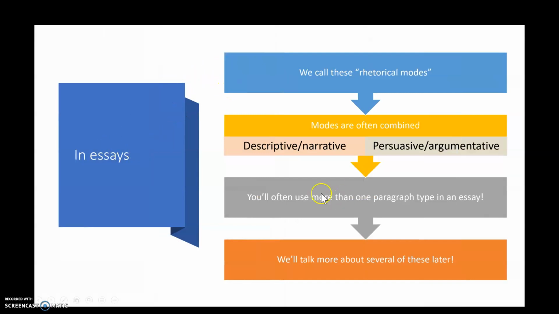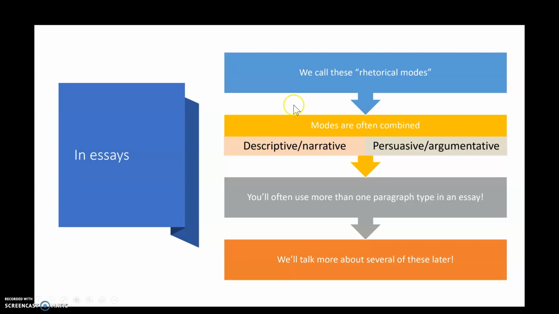I didn't include persuasive argumentative in this PowerPoint because it is a little bit more complicated, and it tends to combine other modes, other types of paragraphs. So, but in a persuasive argumentative, the goal is to explain, using whatever techniques you need to use, why your perspective is valid or why you're right.